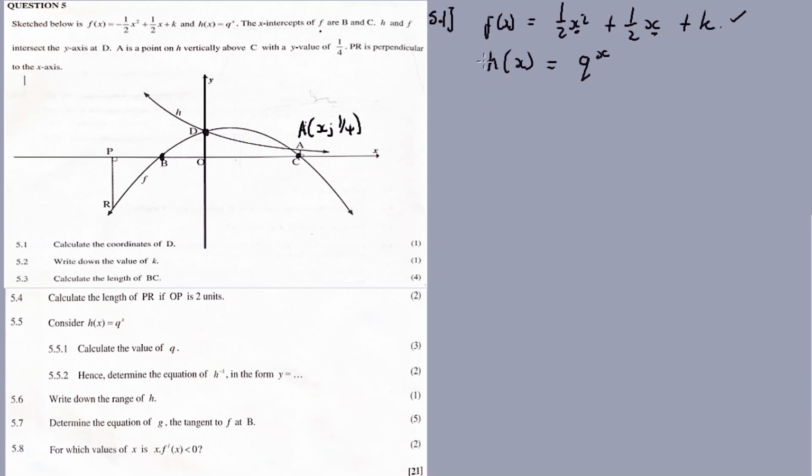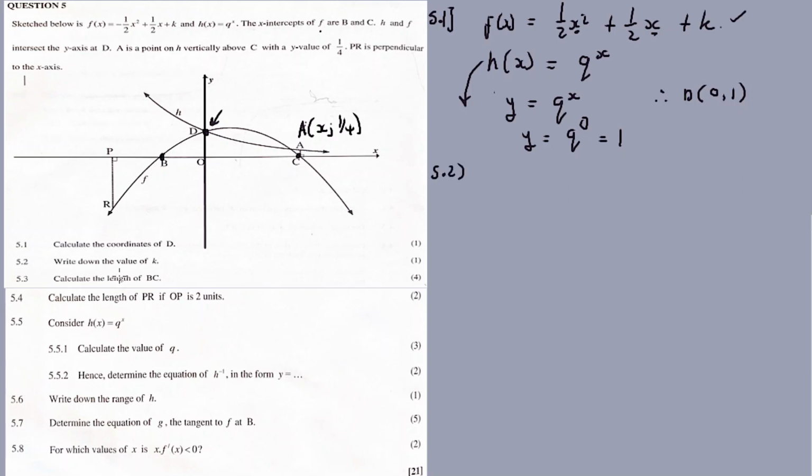So we will get our answer from h. We say y is equal to q raised to the exponent x, then y is equal to q raised to the exponent 0. Since I want the y-intercept, we let x be equal to 0. The answer is 1. Therefore the coordinates for D are (0; 1). It's the y-intercept.